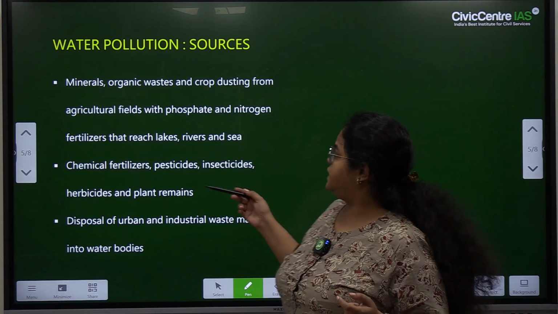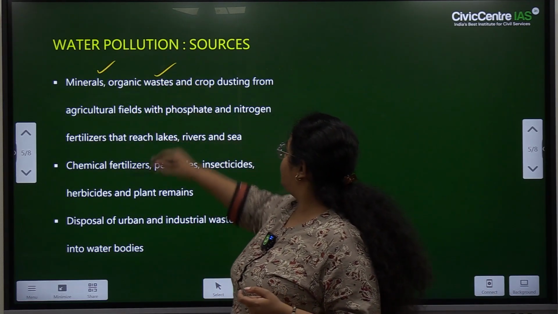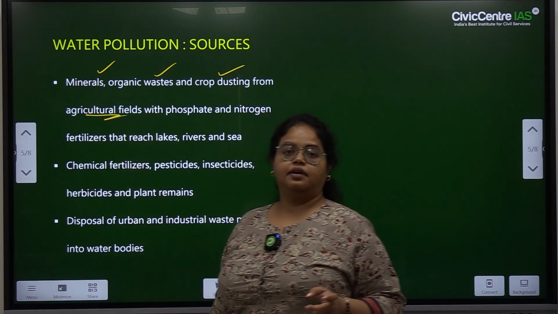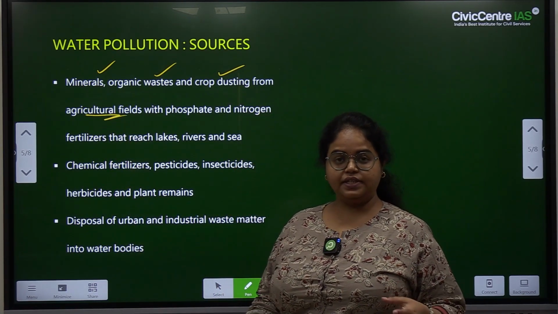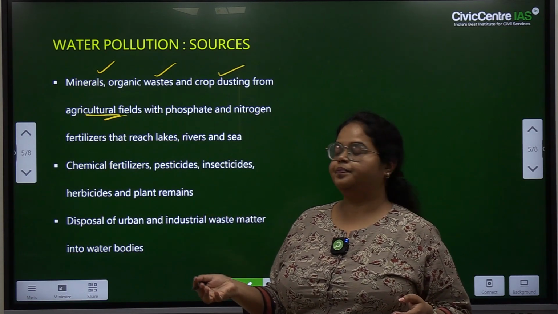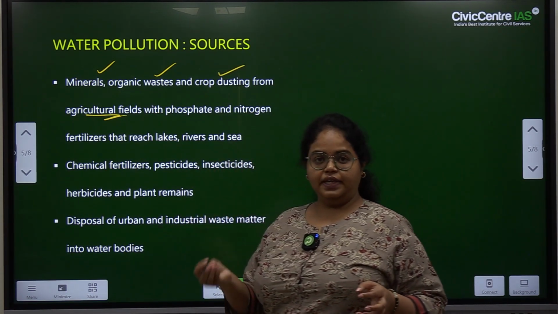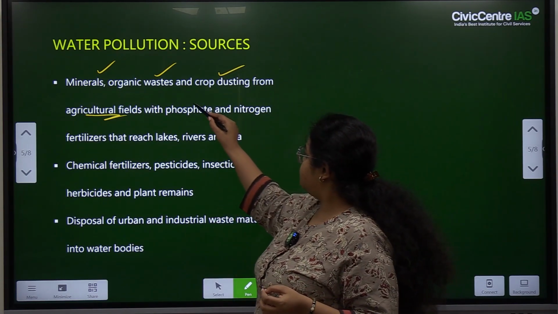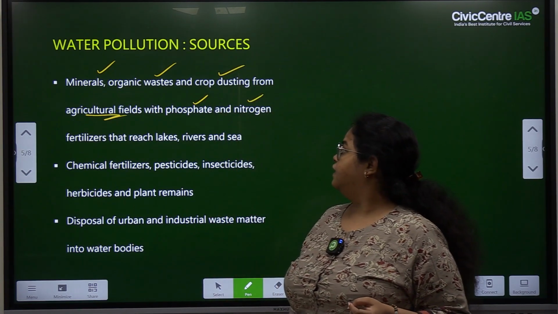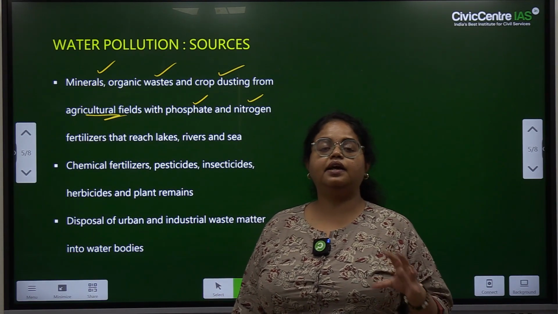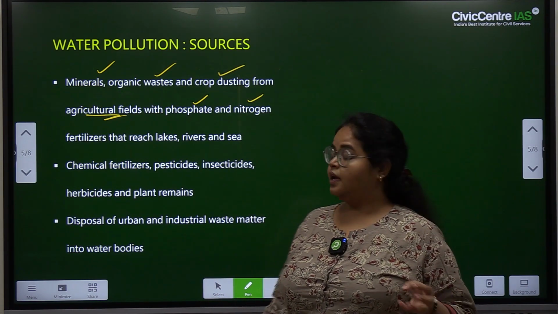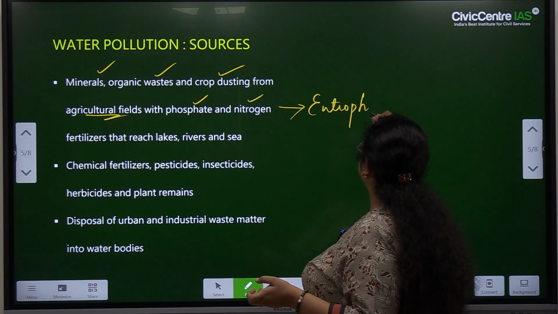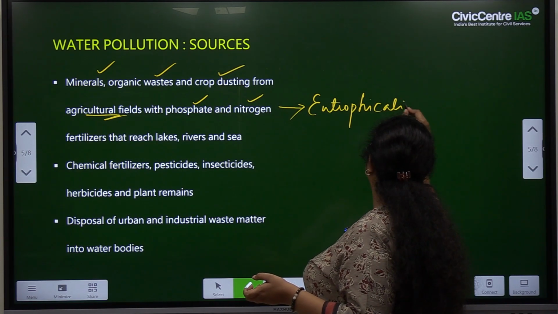Moving on, let's see how minerals, organic waste and crop dusting from the agricultural fields affect the aquatic ecosystem. When agricultural field runoff is discharged into any water body, it tends to bring phosphate and nitrogen nutrients that are mostly used in fertilizers. Due to this, there is a possibility of eutrophication.